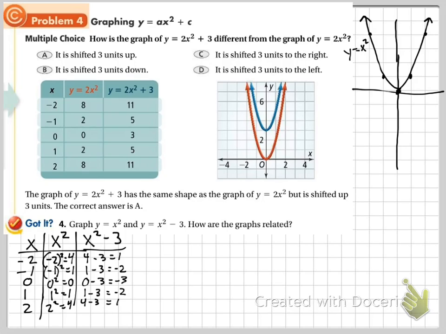So now I can graph those points. At -2, we're at 1, and at +2, we're at 1. At -1 and +1, we're at -2. And at 0, we're at -3. So we graph that using the points that we found, right? y equals x squared minus 3. The other way we could have done it is just moved each of these points down 3. 1, 2, 3. Either way works.